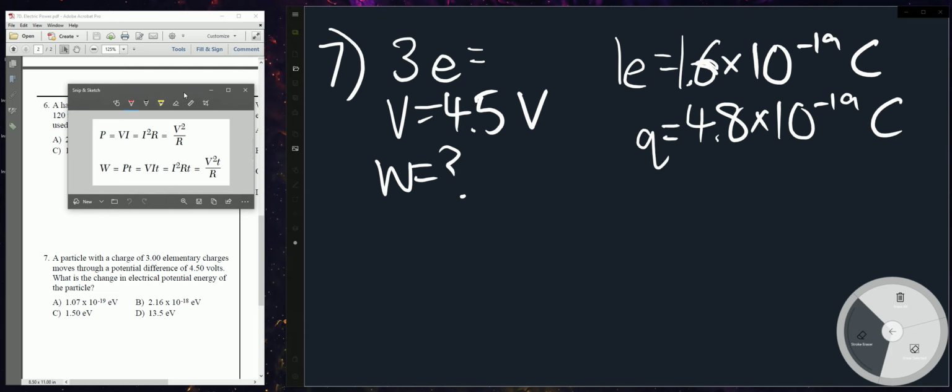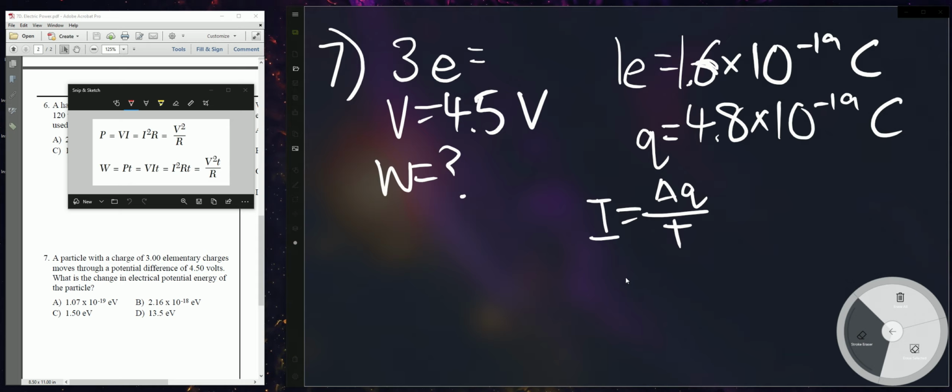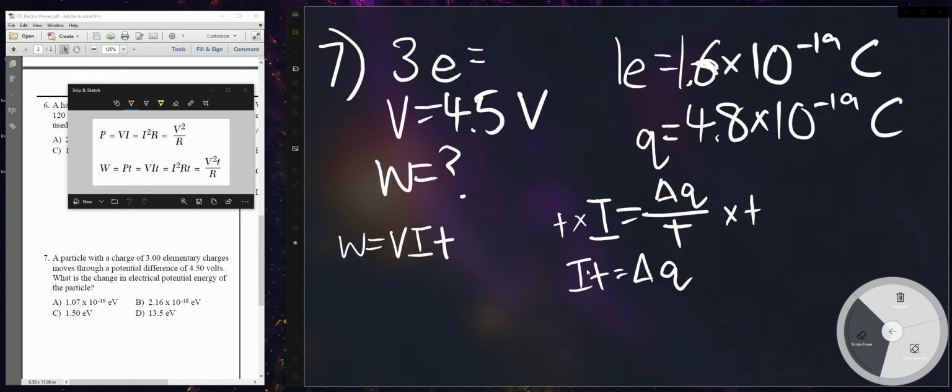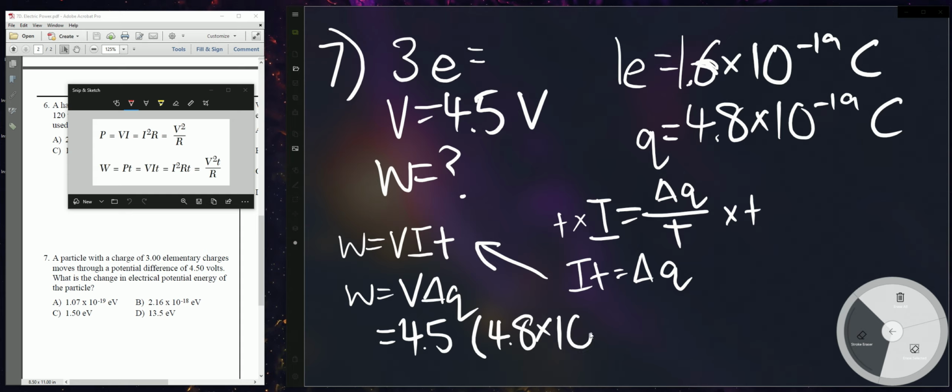But if you look at your formulas, you don't really see Q. You only see V and W. But you also know from the first lesson that I is delta Q over T. If you move T to the other side, IT is equal to delta Q. Now look at the formula for work on the bottom. Work is equal to V times I times T. If current times T is your charge, this becomes V times delta Q. And now we can solve. So 4.5 volts times 4.8 times 10 to the negative 19 coulombs.